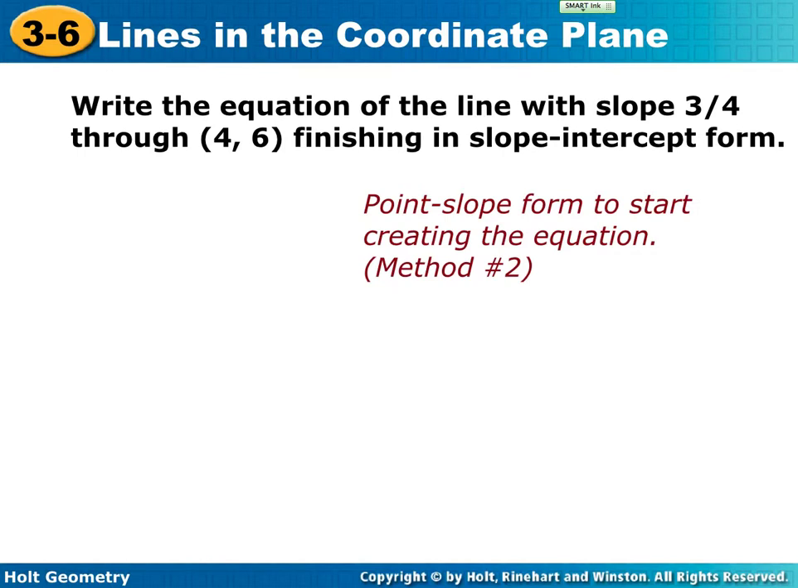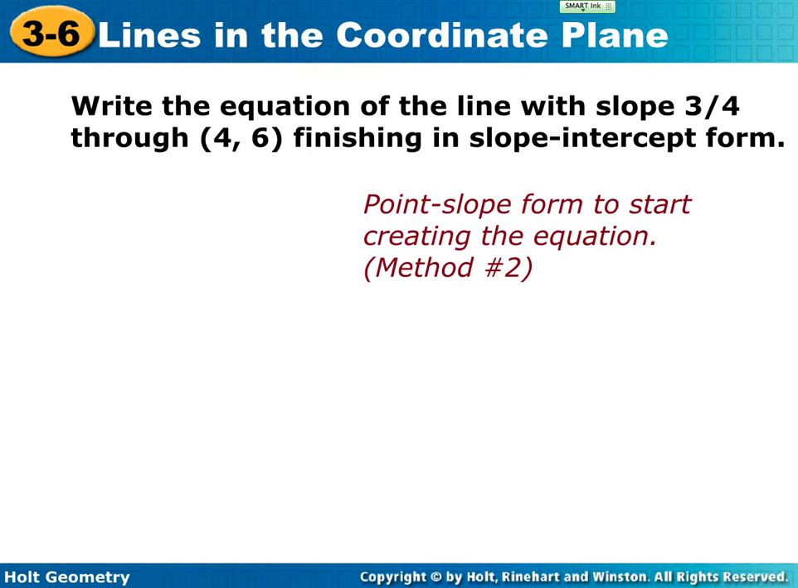All right, so here's what I want us to accomplish today. Write the equation of the line with slope of 3/4 through the point 4/6, and I want you to finish in slope-intercept form. And notice that if we're using slope-intercept form, I did give you the slope, 3/4, is 4/6 the intercept.